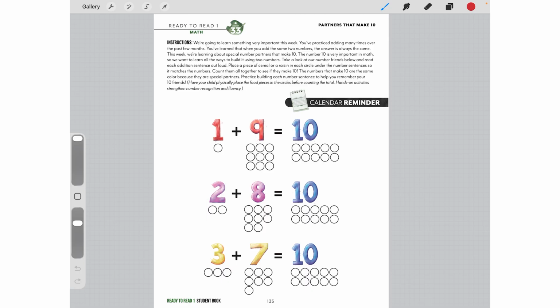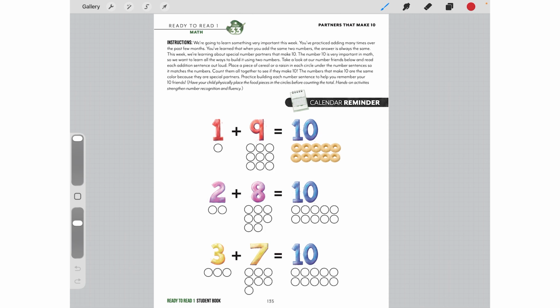Let's look at the first one. 1 plus 1, 2, 3, 4, 5, 6, 7, 8, 9. 1 plus 9 equals 10. Let's move our objects over to make 10. 1, 2, 3, 4, 5, 6, 7, 8, 9, 10.